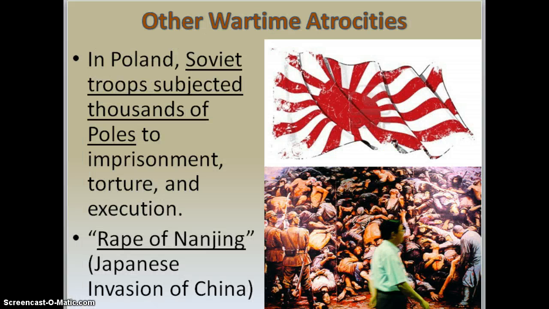It wasn't just Hitler who did wartime atrocities. When the Soviet troops invaded Poland to try to kick out the Germans, they also attacked and killed the Polish people themselves with torture, imprisonment, and execution. We've already talked about the rape in Nanjing when Japan invaded China and killed thousands and thousands of people.